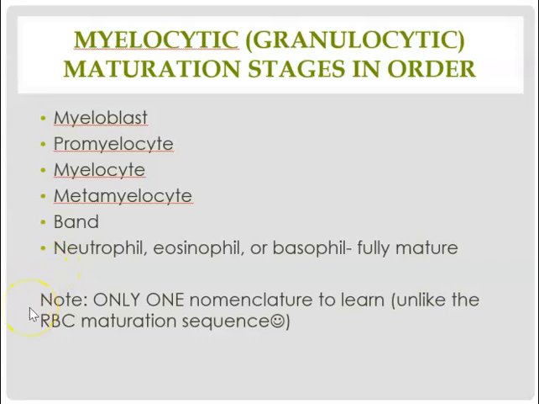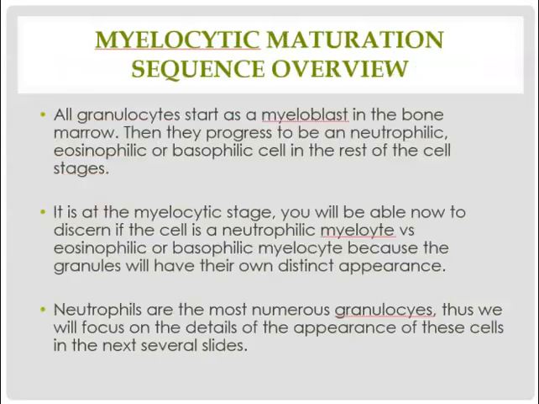But the good thing about this maturation sequence is there's only one nomenclature. So remember back when we were talking about red blood cell maturation and you had to learn 2 different naming systems, there's only one with this one, so lucky there. Before we get into all the different stages for the white blood cell maturation sequence, there's a few little things that you should know. All the granulocytes start as a myeloblast in the bone marrow.